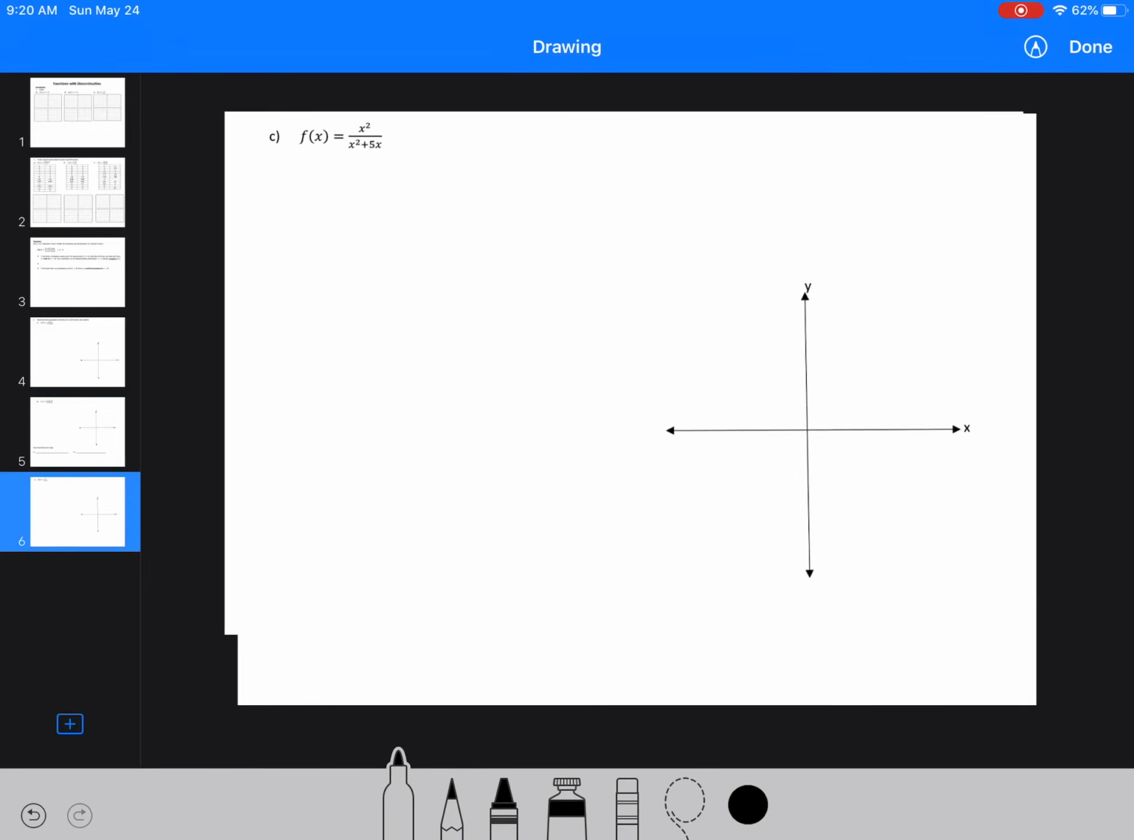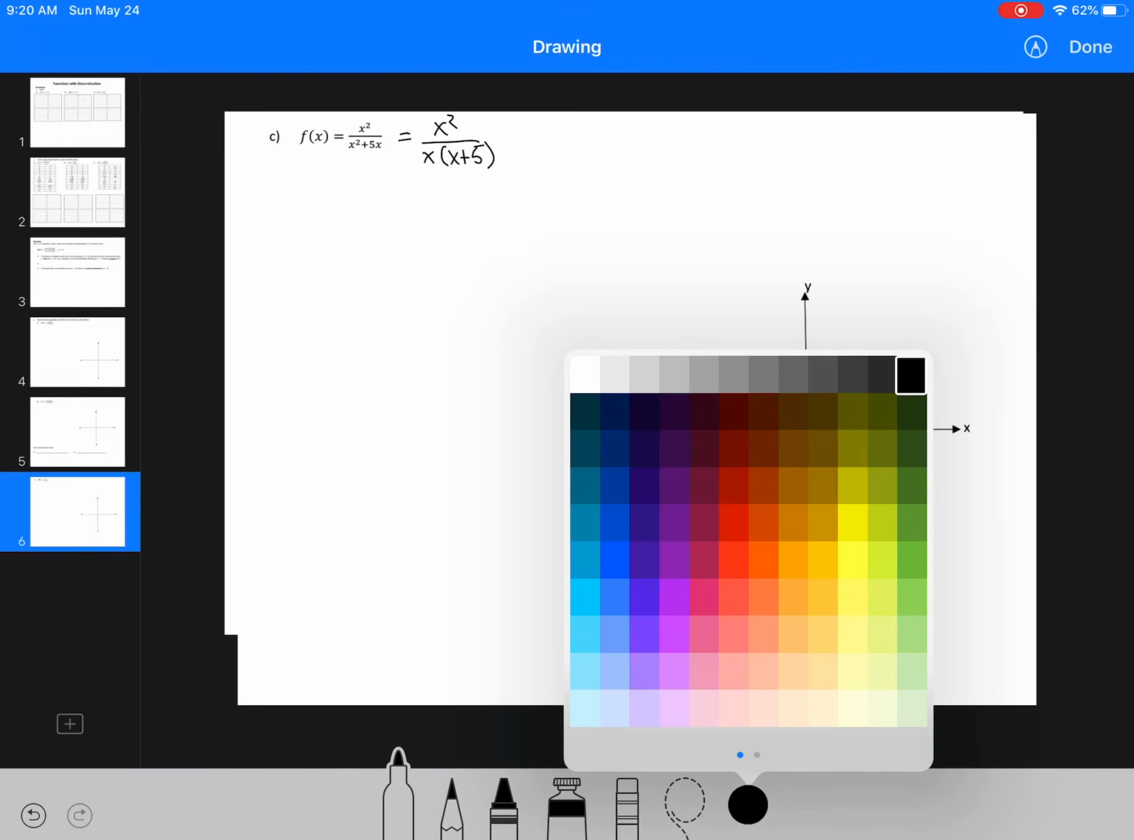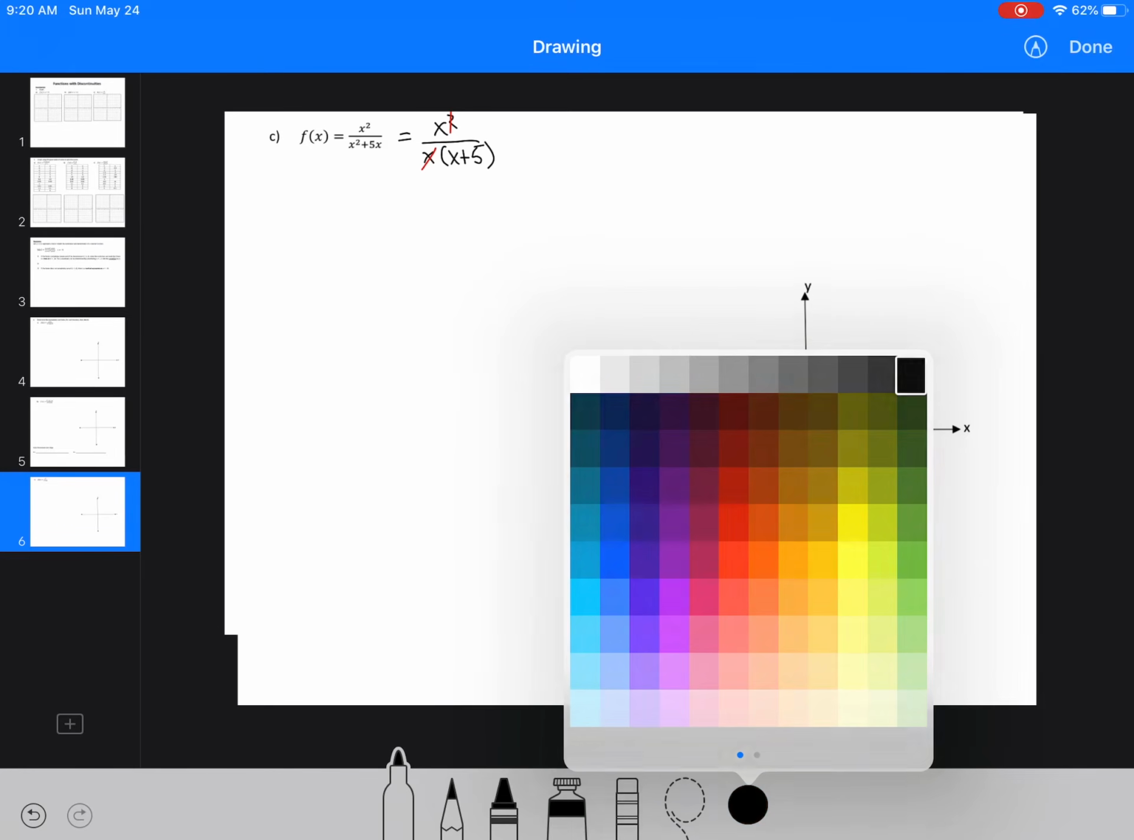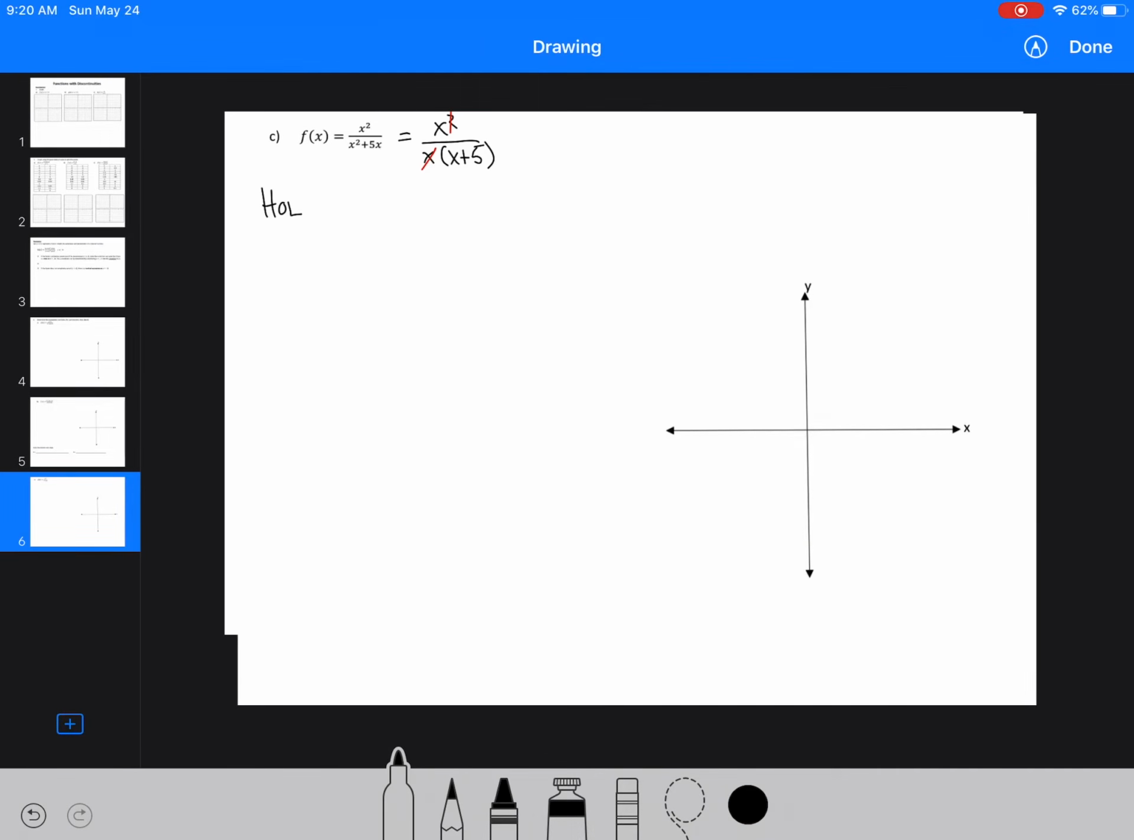All right, last one. So we've got something like this. We can factor this, so we're going to have x squared over x and x plus 5. So I'll go to a different color just so it's clear. So we're canceling that out with that. And we're back here, so we've got a hole at x equals 0. So that's going to be 0, 0 if I sub into my equation.